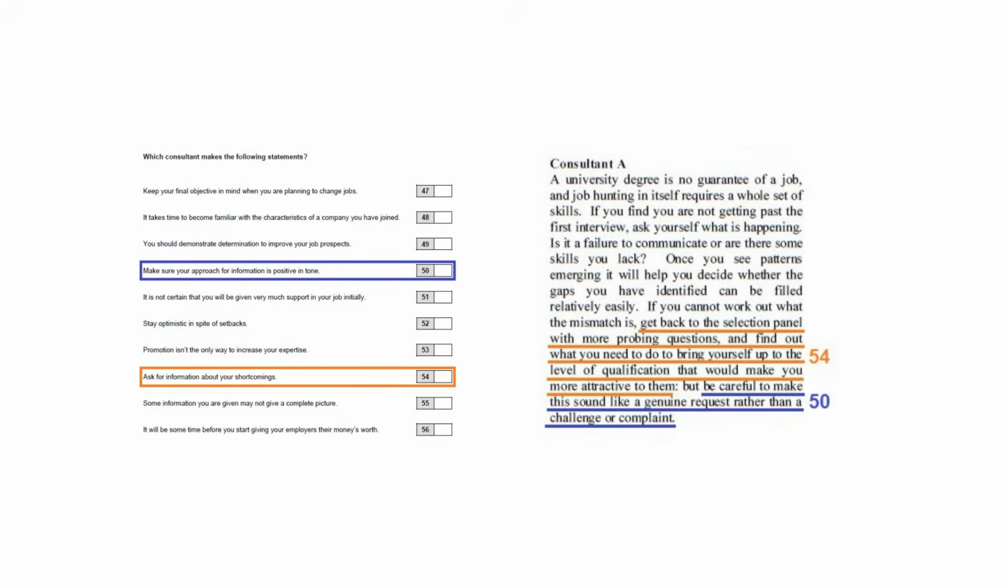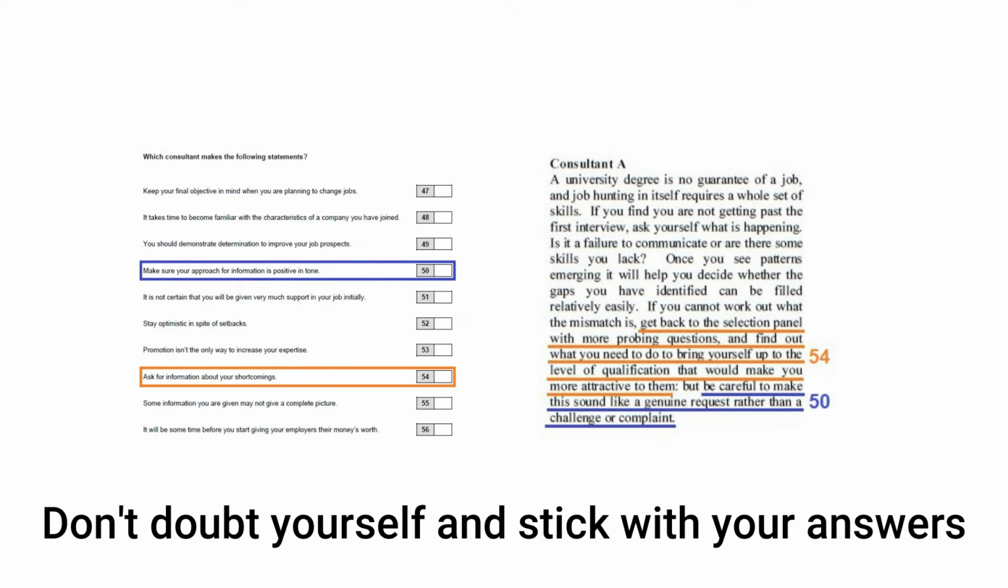In our example task, that might look like this. In the text by consultant A, I underlined the information that gives us the answer to 2 of the prompts in the task, number 50 and 54. As soon as you are sure that you found a match, write down the answer and forget about it. Don't doubt yourself or change your answers, as this is just a waste of time.